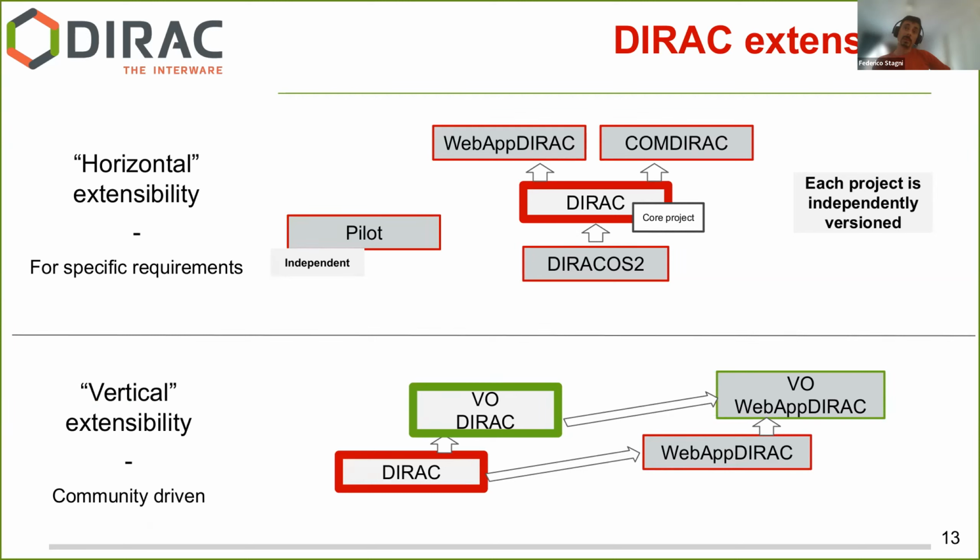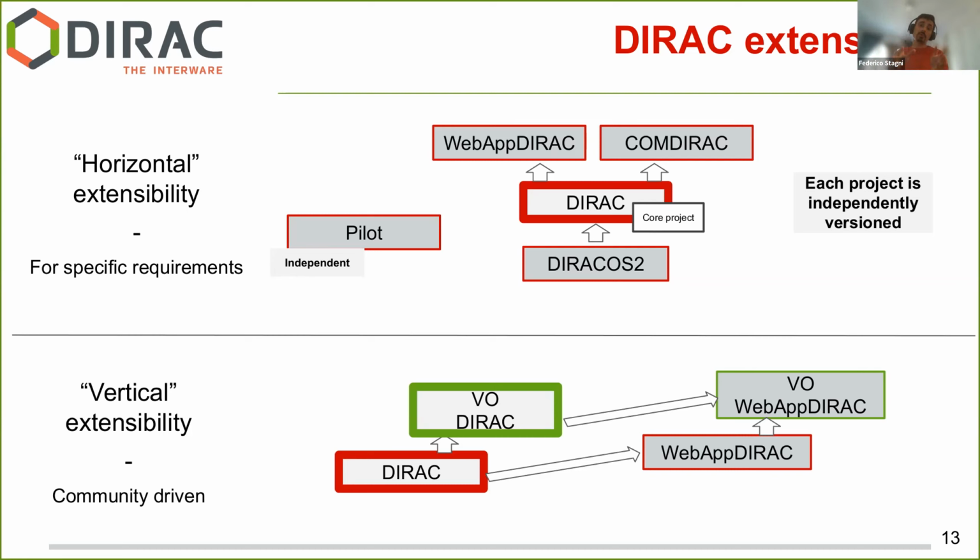And DIRAC can be extended. There is what we call the horizontal extensibility, that is for specific requirements. We say that the web app is a specific extension of DIRAC, and COB-DIRAC is, well, yet another way of providing the CLI. Of course, one does not have to have all of these.